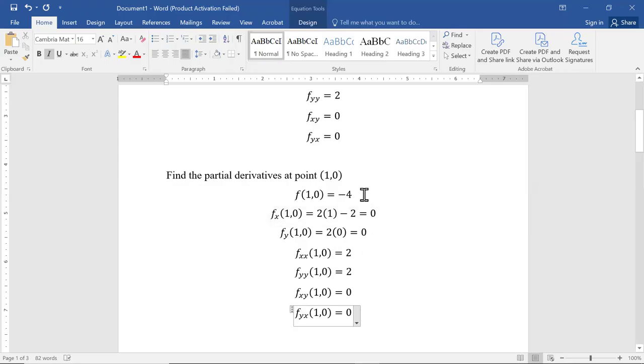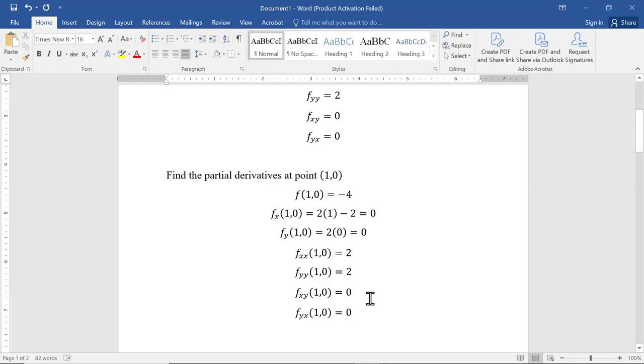So here we found the point. We've found the first derivatives. And now we've found all of the second derivatives, all of the mixed partial second derivatives. So we've found all of the second partial derivatives right here.